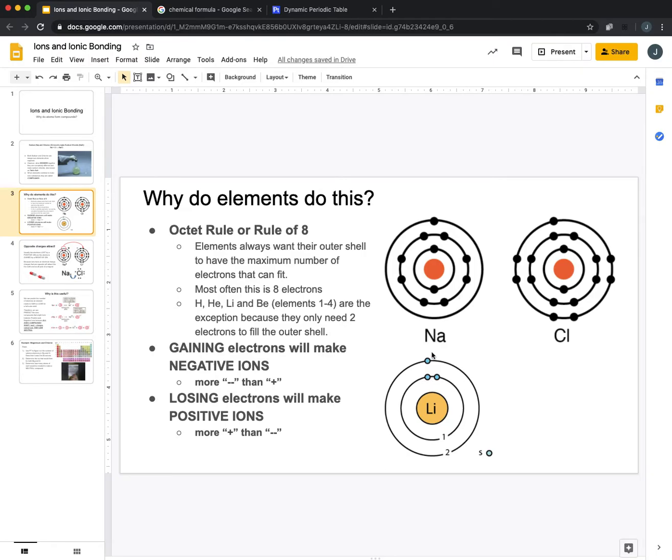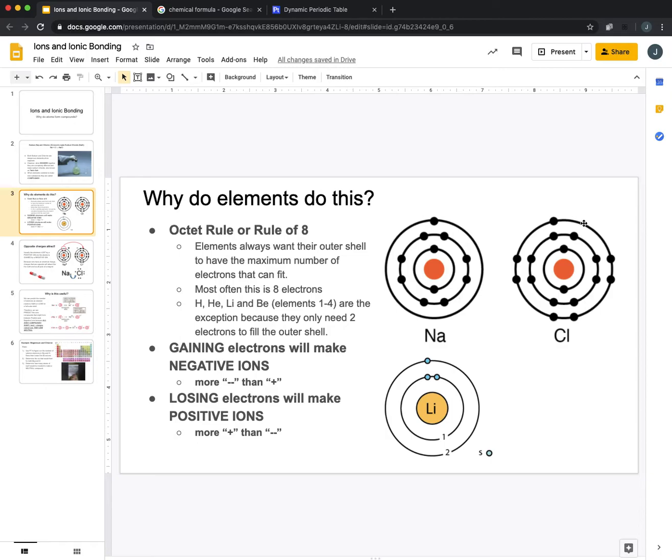So for instance, your lithium. Lithium is going to want to either gain 7 electrons here, which is a lot of work, or it could just lose this one. And if it loses this one, its outermost shell is full, because its outermost shell is that first ring. It can only hold 2 electrons. It's like when you stack smaller glasses inside bigger glasses. This small glass can only hold 2 electrons. So it's full. It's up to the brim in electrons. So if it loses this electron here, it loses this ring, which means its outermost ring is full.